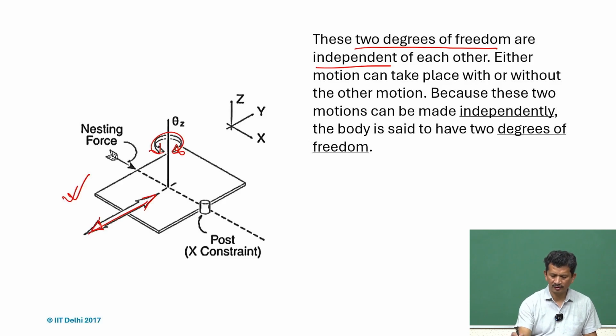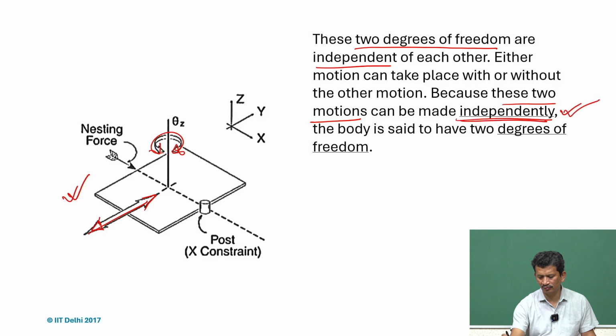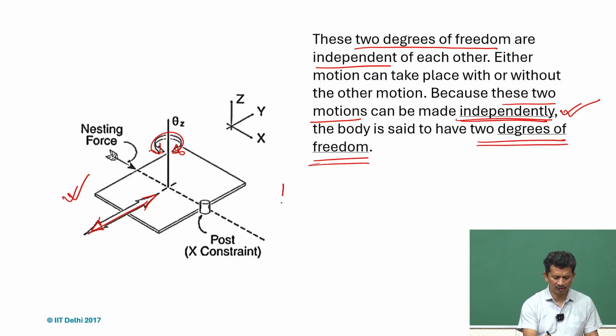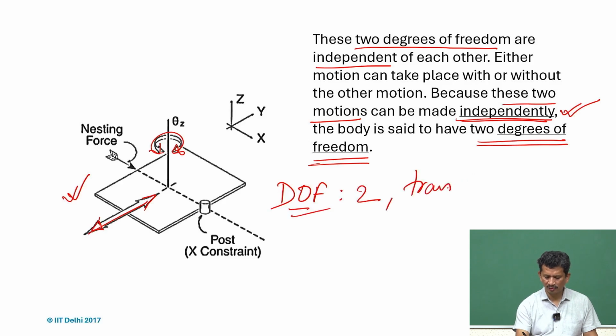So, since these two motions can be made independently, it means we can provide two actuators and we can manipulate the object using these two actuations, these two motions, and therefore, we have 2 degrees of freedom. So, whenever we are talking about the degree of freedom, in this case it will be 2, which will be the translation along, in this case, the y axis, and the rotation along z.